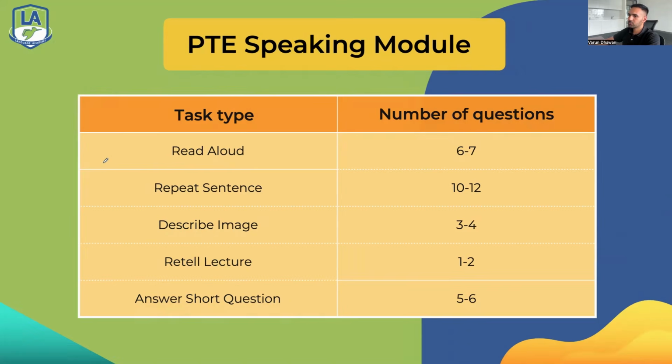There are 5 different question types in speaking. Altogether, you'll have around 28 to 29 questions depending on the exam pattern, but there are 5 different types of questions. First is read aloud. You'll have 6 to 7 read alouds, then 10 to 12 repeat sentences, 3 to 4 describe images, 1 or 2 retell lectures, and 5 or 6 answer short questions.